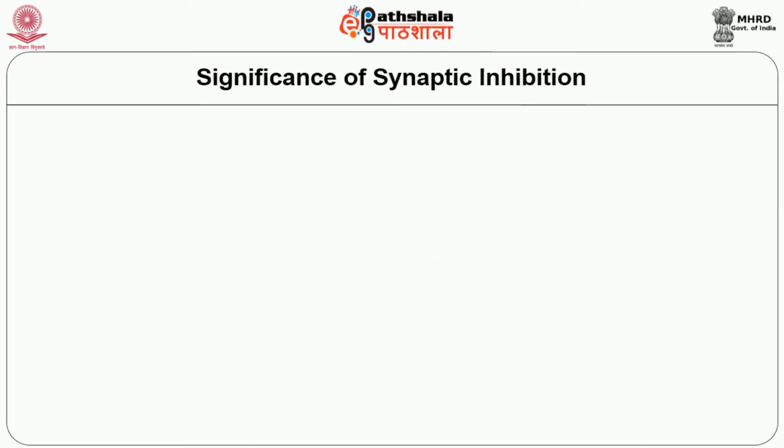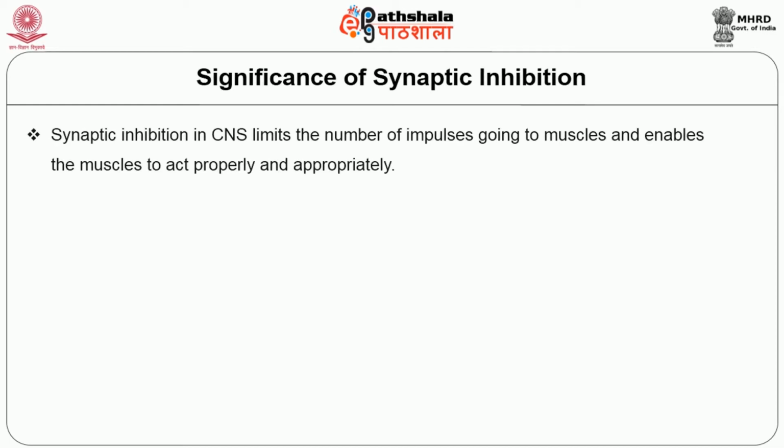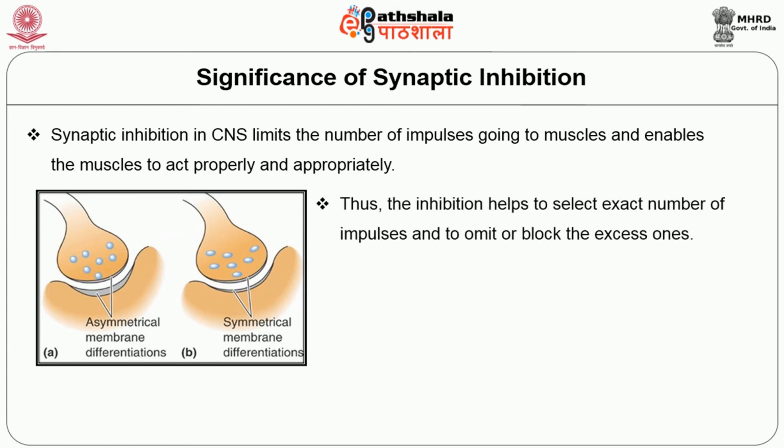Coming to the significance of synaptic inhibition. The synaptic inhibition in the central nervous system limits the number of impulses going to muscles and enables the muscles to act properly and appropriately. Thus, the inhibition helps to select exact number of impulses and to omit or block the excess ones.